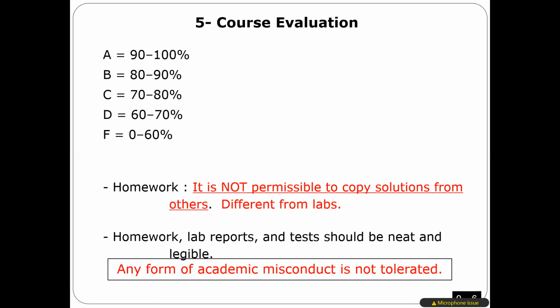Yeah, so here I'm going to use the standard way for the grades. So in order to get A, it should be between 90 and 100%, B between 80 and 90, and so on. So this is a normal one. For sure, I don't need to say that academic misconduct will not be tolerated.